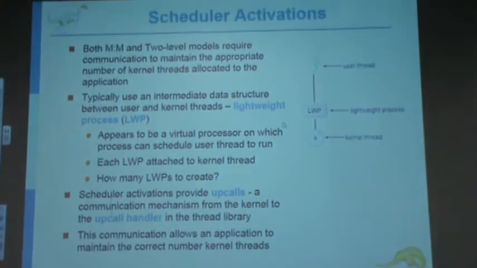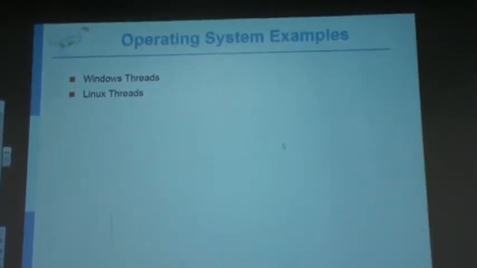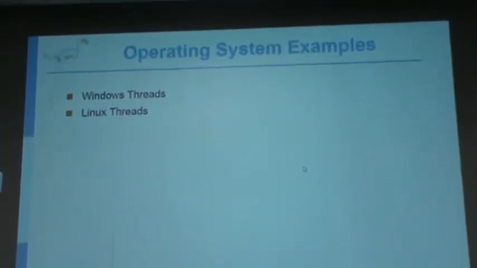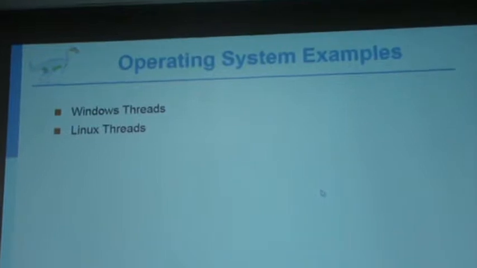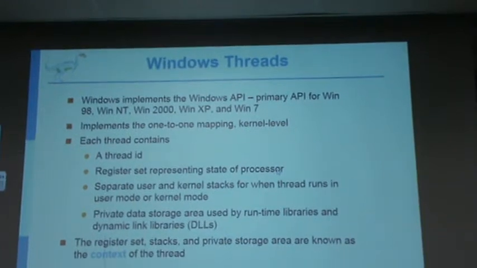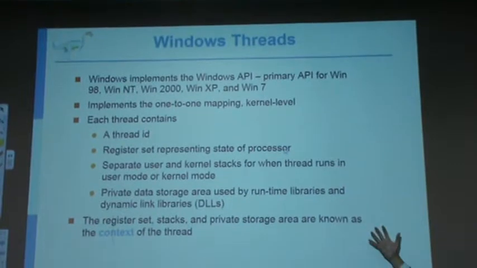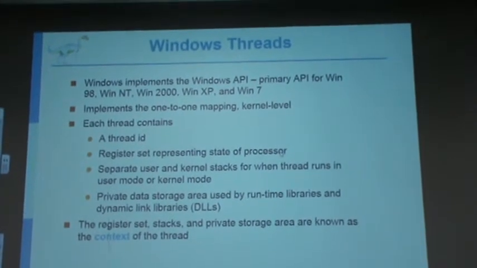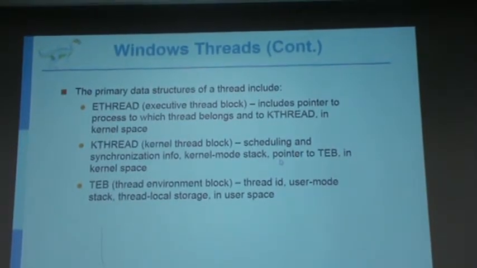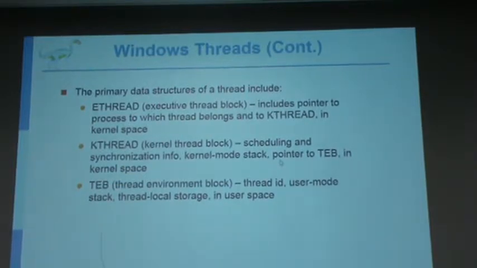So chapter 6. Based on the architecture, the structure of the thread, each and every operating system has its own thread mechanism. For example, the Windows thread is from Windows 98, Windows NT, 2000, and so on. Each thread data structure has a thread ID, register information, and so on. There are three major data structures for the Windows thread.